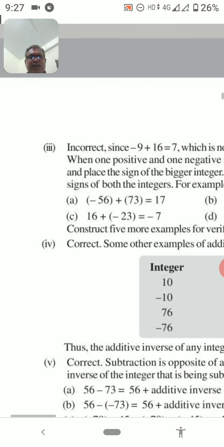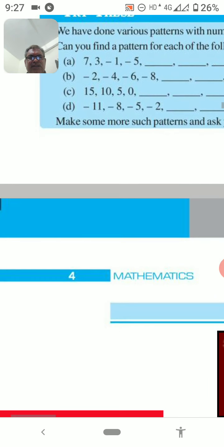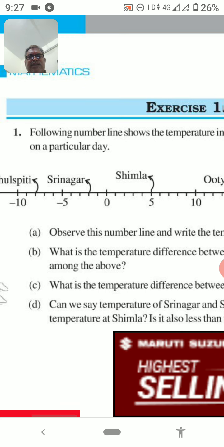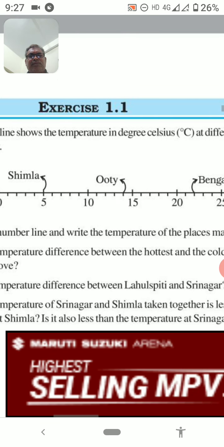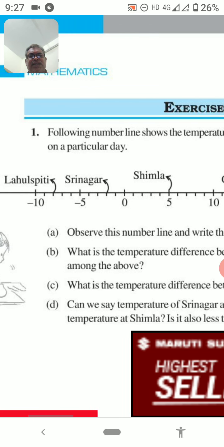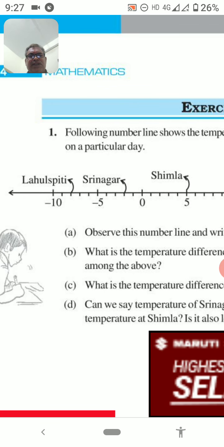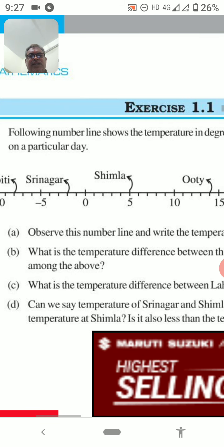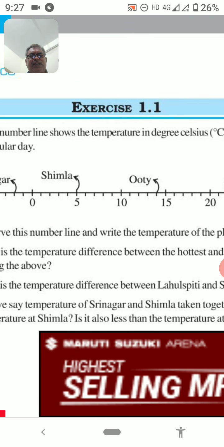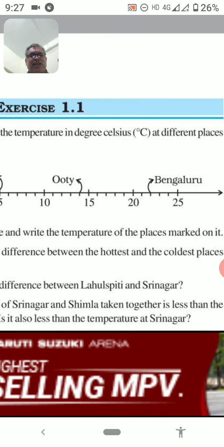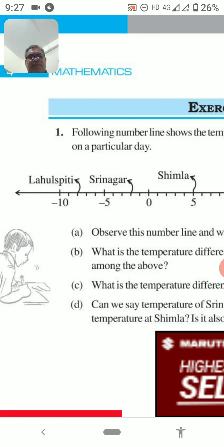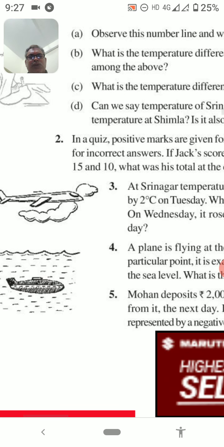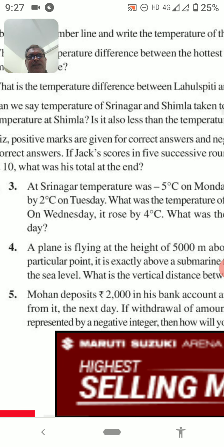So further if we proceed, then you can see here, some try these, you can solve. One example is there. You can see here, exercise 1.1. The following number line is given and temperature in degrees Celsius is shown. Lahaul Spiti -10 degrees, Srinagar -5 degrees, then Shimla 5 degrees, Ooty 10 degrees. This example was there in 6th class also, and in Bengaluru 21, 22 degrees. So you can write the temperatures of the given cities in numbers. What is the temperature? So if you try to solve this, you can easily solve this.